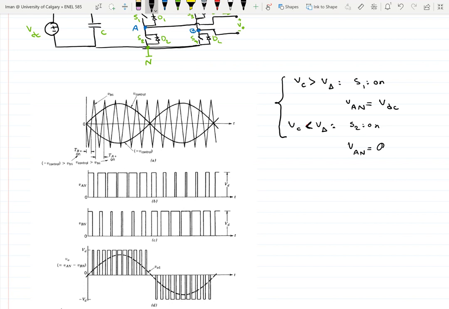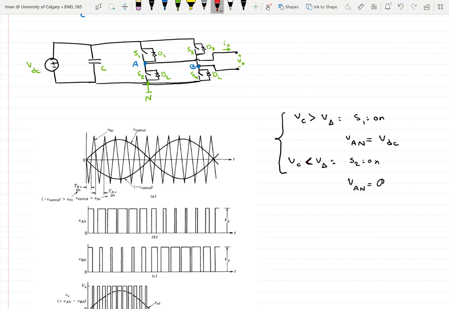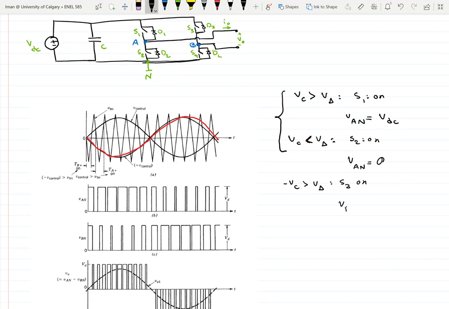So this is for the first leg. Now the modulation for this other leg is different, and we are comparing the same V triangle, but with minus VC. So minus VC is this red line that I'm indicating right now. When minus VC is greater than V delta, then S3 is on, and VBN is equal to VDC. And when minus VC is less than V delta, S4 is on, and therefore VBN is equal to 0. Leg 1, leg 2.